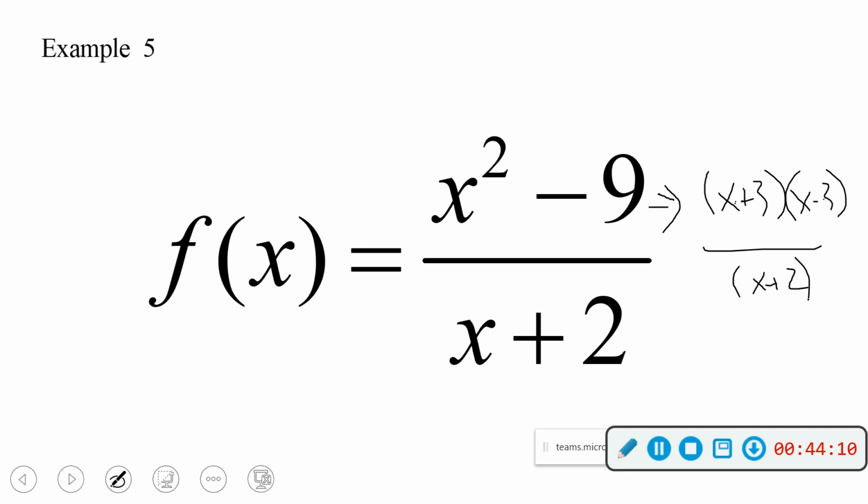So here's what I need you to write down. There is no horizontal asymptote when the degree on top is larger than the degree on the bottom. There's never any horizontal asymptotes. Never, never, never, when the degree on top is larger than the degree on the bottom.